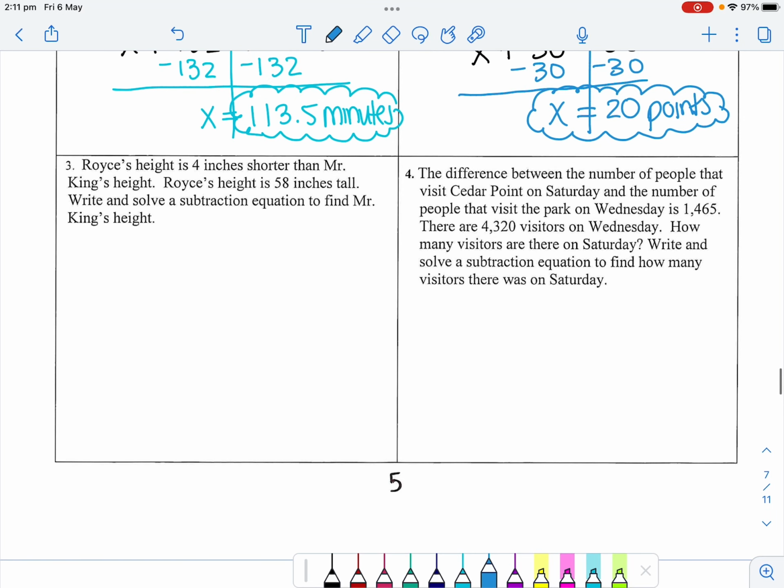Number 3 says, Royce's height is 4 inches shorter than Mr. King's height. Royce's height is 58 inches tall. Write and solve a subtraction equation to find Mr. King's height. So here I'm going to find Mr. King's height. That means that's my variable. So x equals Mr. King's height.